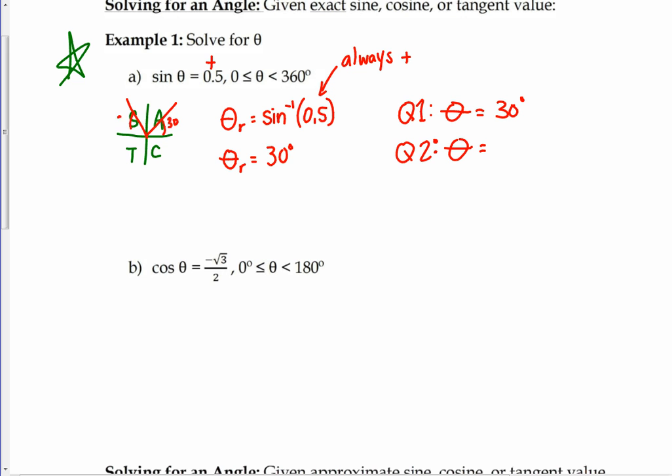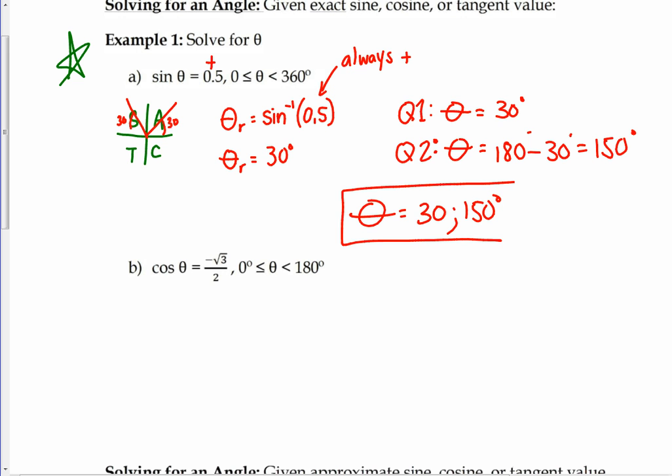180 minus 30. So 180 minus the 30, so 150. So there's my answer, 30 and 150. Okay, and you could just type in cos of 30, cos of 150, it should equal a half. That's how you check it.